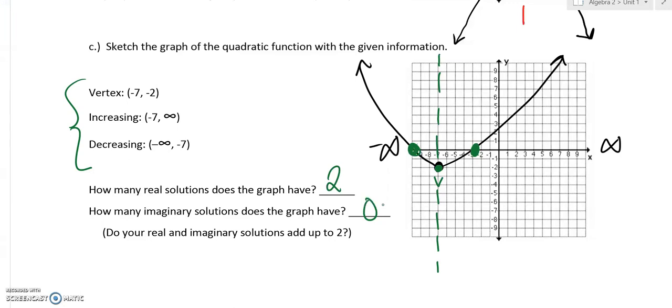Make sure you go back, maybe pause the video, and make sure you understand increasing and decreasing. Increasing and decreasing sometimes really messes up students because you're only looking at the x values. Okay, so maybe go back and re-listen to that section.